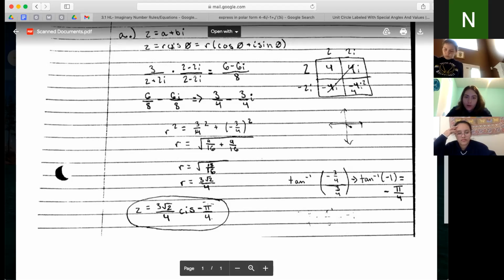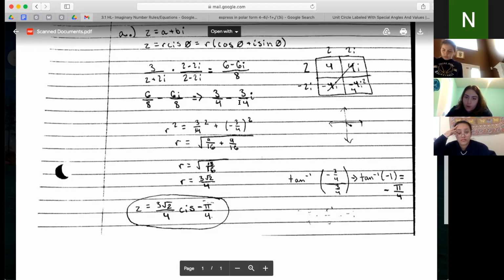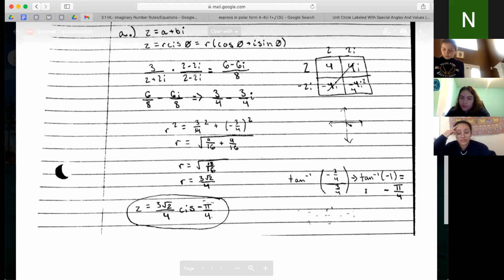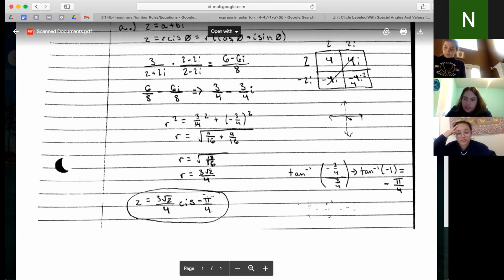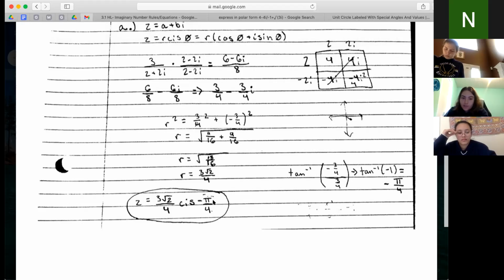So you've already found a part of your polar form. Then, like Leonard was saying, you have to do the tan inverse of y divided by x. That's tan inverse of negative 3/4 divided by 3/4, which comes out to be negative pi over 4, because if you plug it into your calculator, it comes out to negative 45 degrees. The reason it's negative is because it's in the 4th quadrant, positive x and negative y. So then you would just write cis negative pi over 4.